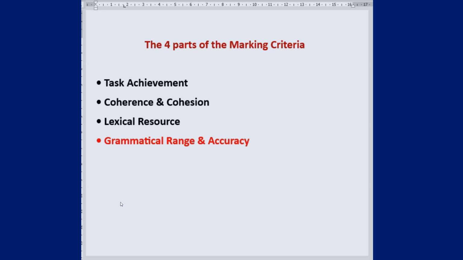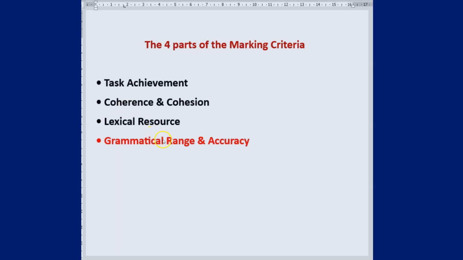Okay, so how well you can use your vocabulary, the number of vocabularies, how wide it is. The tenses, the word structures, sentence structures, all these things are very important that they will say. So the examiners will check these four. They will mark you based on these four: task achievement, coherence and cohesion, lexical resources, and grammatical range and accuracy.